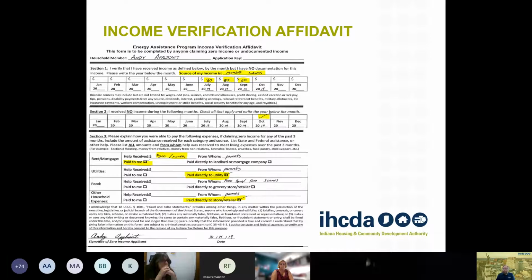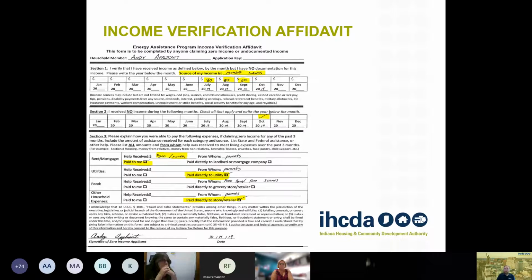He does, however, disclose down in section 3 that he did receive $200 a month for his rent or mortgage from his parents, and that was paid directly to him. So that means that in addition to the incidental income reported in section 1, it is incumbent on the intake to also count that $200 per month as income received by the household.